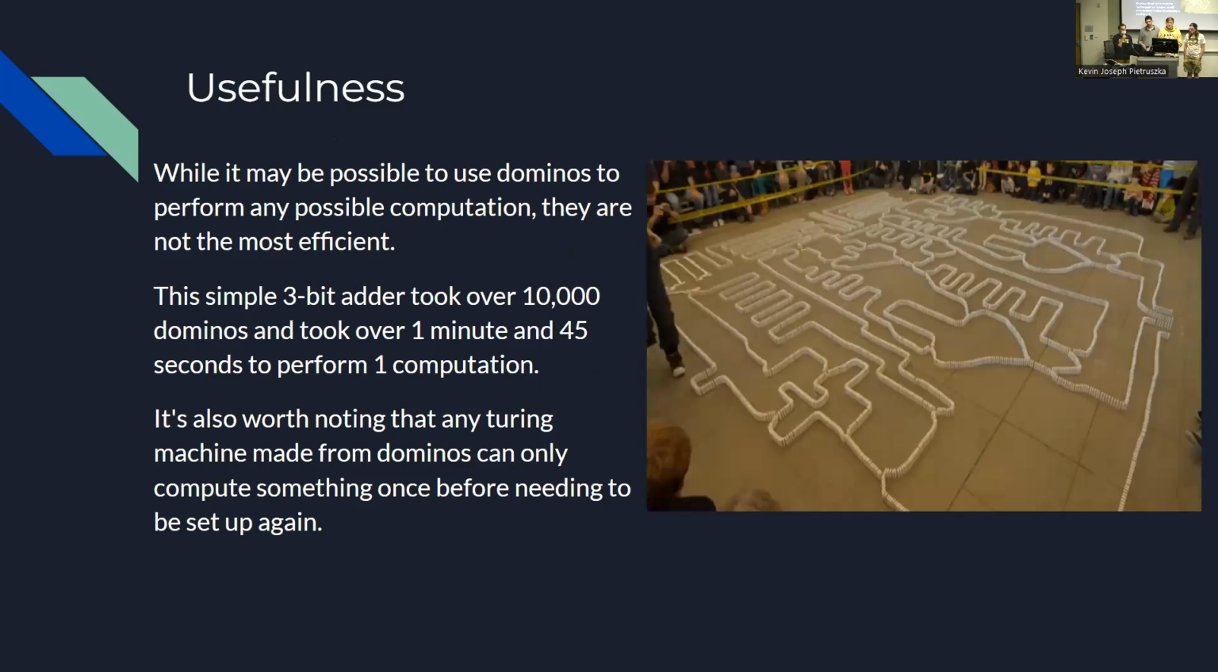In terms of practicality in the real world, dominoes, while a fun and novel idea for building something computable, aren't necessarily the most space or time efficient. Here we have Matt Parker's 3-bit adder, which took over 10,000 dominoes and over 1 minute and 45 seconds to perform one computation. It's worth noting that for any of these dominoes that we set up, we can only do the computation once before having to set them all up again to perform a different computation, which is certainly a hassle.